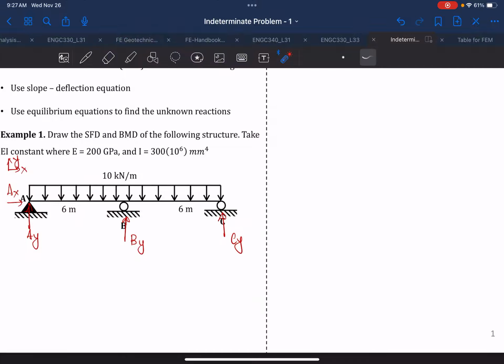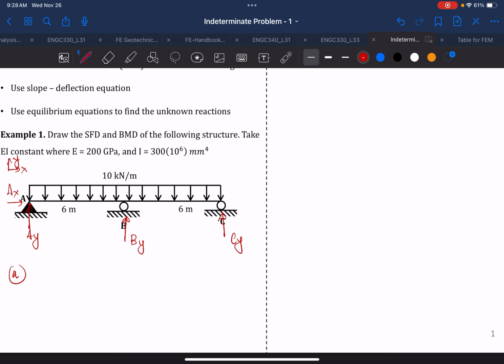So you'll see that there are 1, 2, 3, 4 unknown reactions, and there is just one beam. So we have three equilibrium equations. So degree of indeterminacy will be 1: 4 minus 3 is equal to 1. So we know that it's going to be an indeterminate beam.